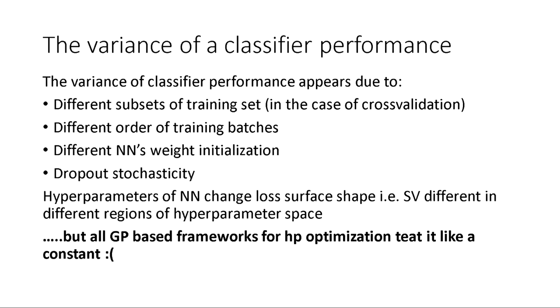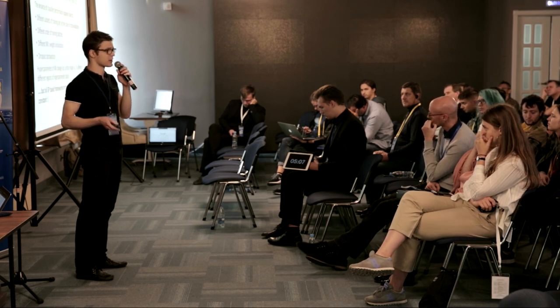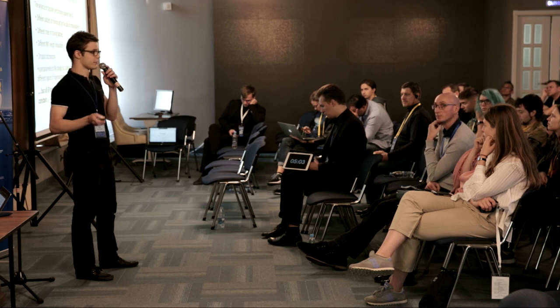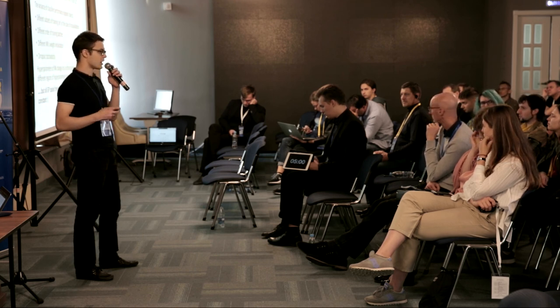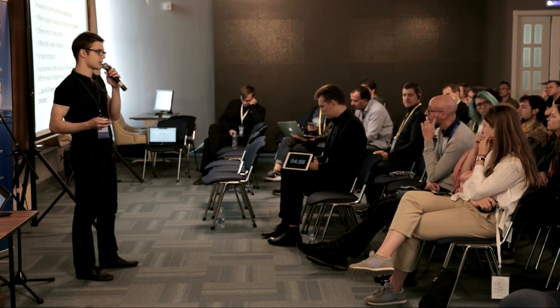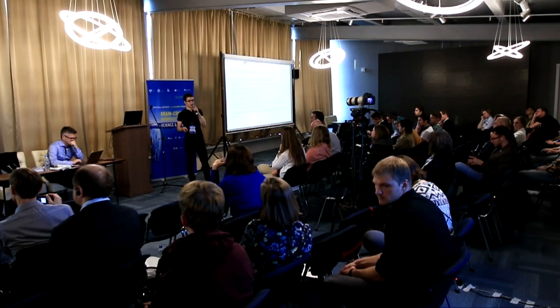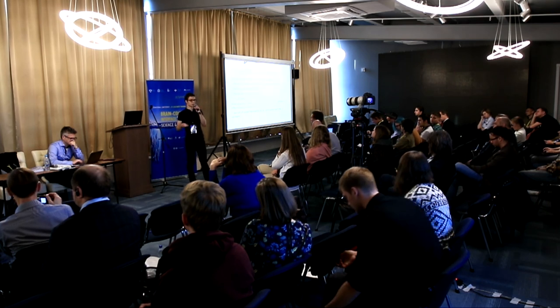The problem is that if you set some hyperparameter to a constant and run your classifier several times, you wouldn't get stable results. Each new run, the classifier will give you some different value of performance. There are several reasons for that. If you use cross-validation, each time you train your classifier on a slightly different data set, or you can use a different order of training batches, or different initial weight initialization procedures, or you have some stochastic regularization techniques like dropout. So the performance of your classifier wouldn't be very stable.